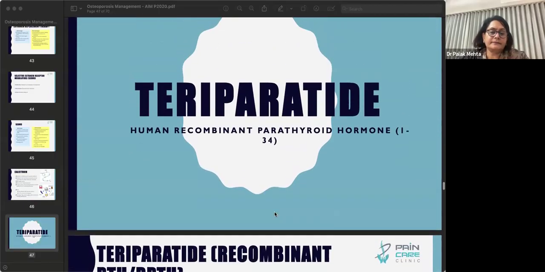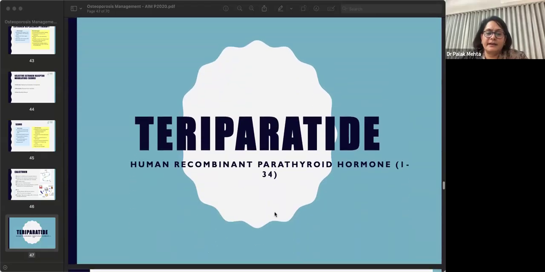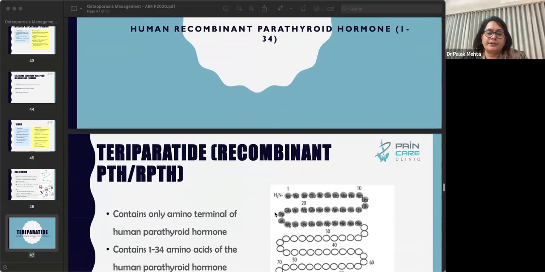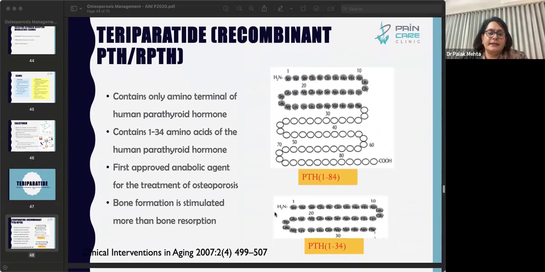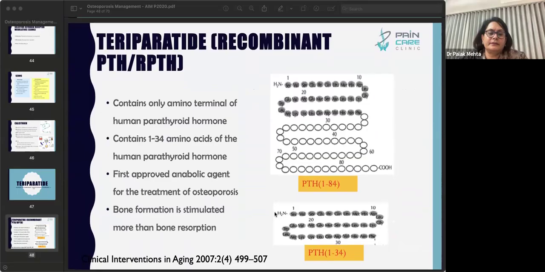There are teriparatide. Now, this is my favorite, the human recombinant parathyroid hormone, 1 to 34. So basically, recombinant parathyroid hormone. It is the amino terminal of the human parathyroid hormone, it contains 1 to 34 amino acids of the human parathyroid hormone. It is the first approved anabolic agent for the treatment of osteoporosis. Bone formation is stimulated more than bone resorption. Next slide.